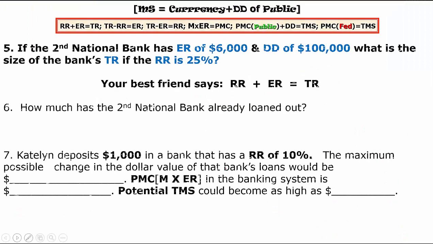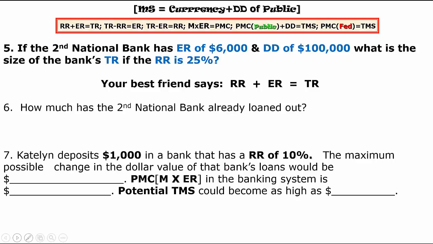All right. So number 5 says, the Second National Bank has excess reserves of $6,000 and demand deposits of $100,000. What is the size of the bank's total reserves if the reserve requirement is 25%? You have a best friend when trying to calculate these things, and it is that equation: total reserves is equal to required reserves plus excess reserves. If you can fill out that equation as much as possible with the information given, you will get all the answers.